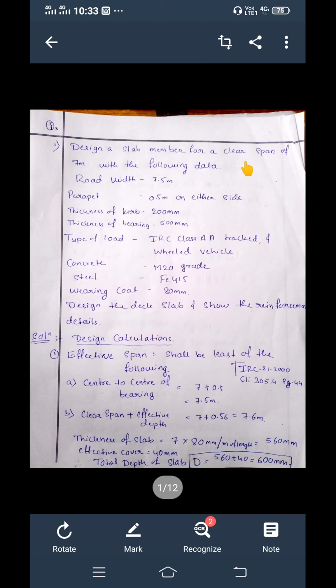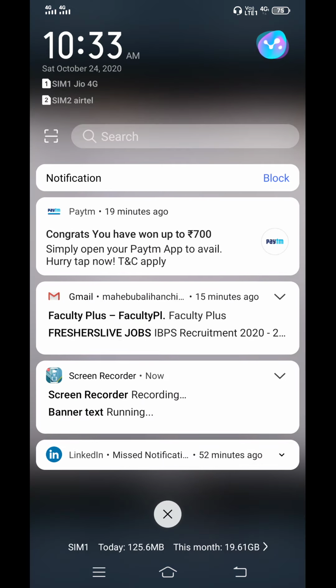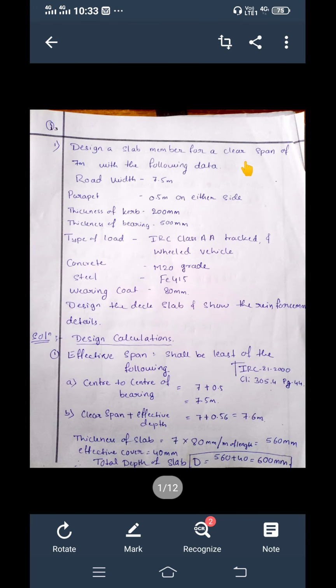This thing you all learnt in your previous semester, isn't it? In your previous semester, you all learnt in RCC the design by limit state method, and you compared it with the working stress method and all those things, isn't it? Okay, in limit state method, you designed RCC slabs, so the same procedure we need to follow here also, but there is a change.